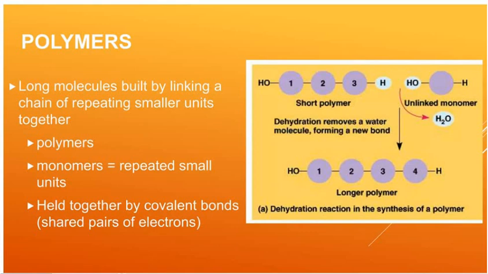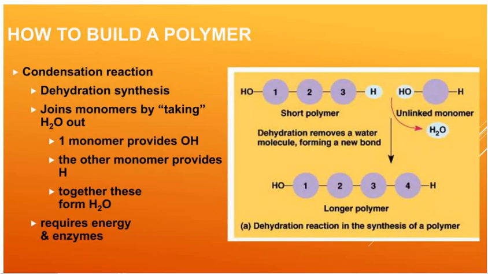Look at here, short polymers, unlinked monomers, and you can see the longer polymers. So how to build a polymer? Condensation reactions, or dehydration synthesis, join monomers by taking H2O out. One monomer provides OH, the other monomer provides H. Together these form H2O, and the process requires energy and enzymes. Look at here.